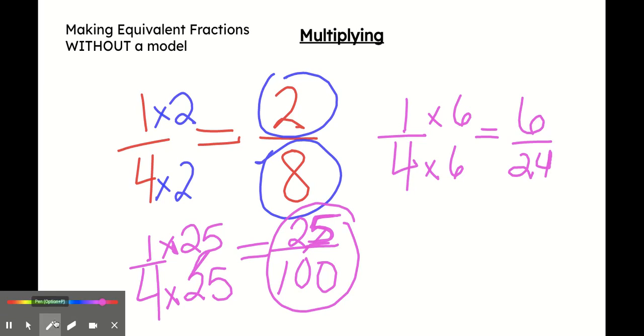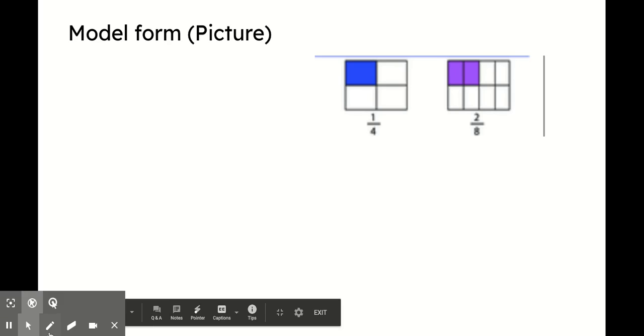Okay? That's important. You have to multiply the same number. Think about it in your head forever. Whenever you want equivalent fractions, you multiply the same number top and bottom. And this is the biggest mistake that some kids still do. They decide to do 2 different numbers. Okay? No, you have to stick with the same number. Let's move on to what that looks like in a picture, okay?